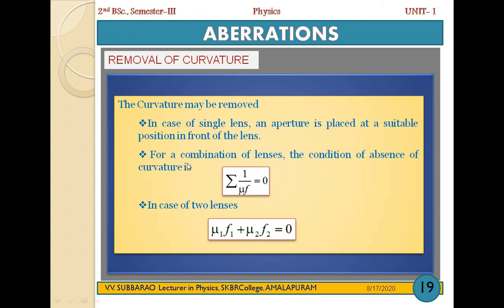And for a combination of lenses, the condition of absence is sigma 1 by mu f equal to 0. Here mu is the refractive index of the material of the lens and f is the focal length of the lens. So in case of two lenses, this formula can be simplified as mu1 f1 plus mu2 f2 is equal to 0. This is the required condition to eliminate curvature for a system consisting of two lenses.